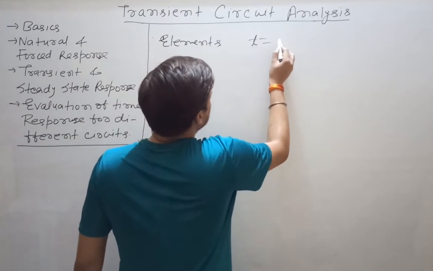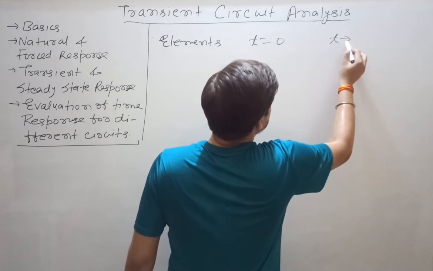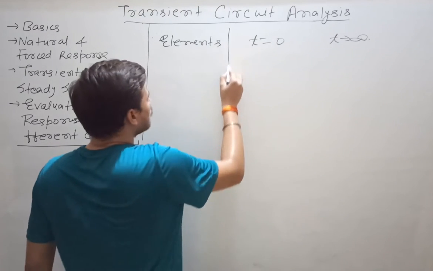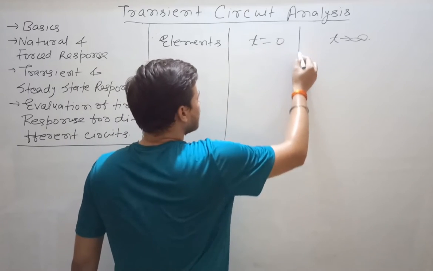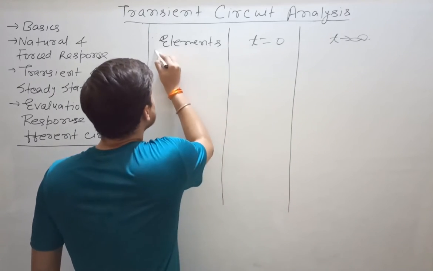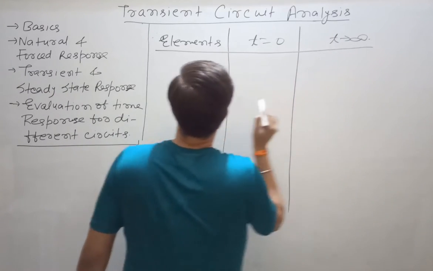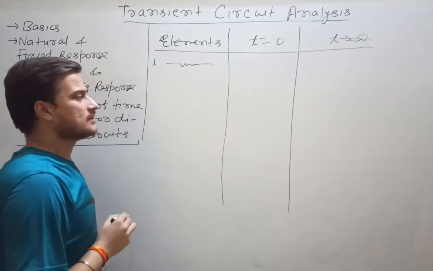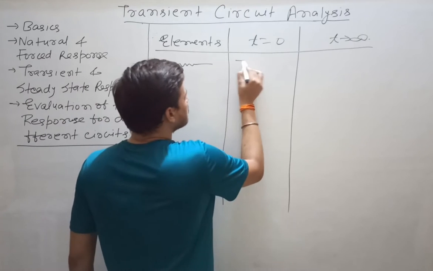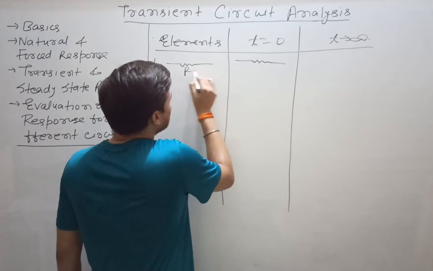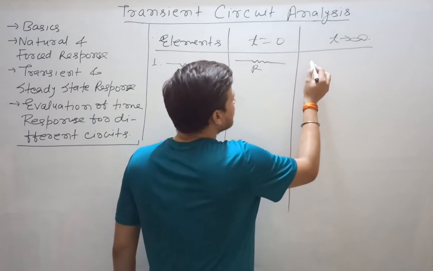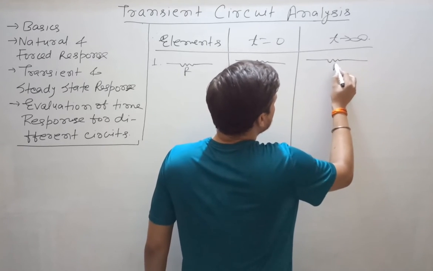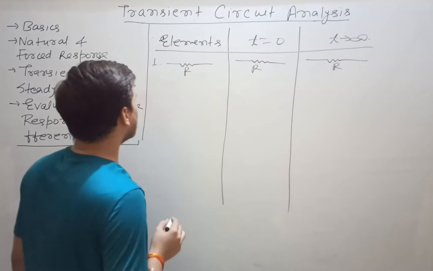At t equal to 0 and t tends to infinity, so there are two moments. First is t equal to 0, second is t tends to infinity. First we are having a resistor. At t equal to 0 the resistor will be like a resistor only, and at time t tends to infinity, still it will be like a resistance only.